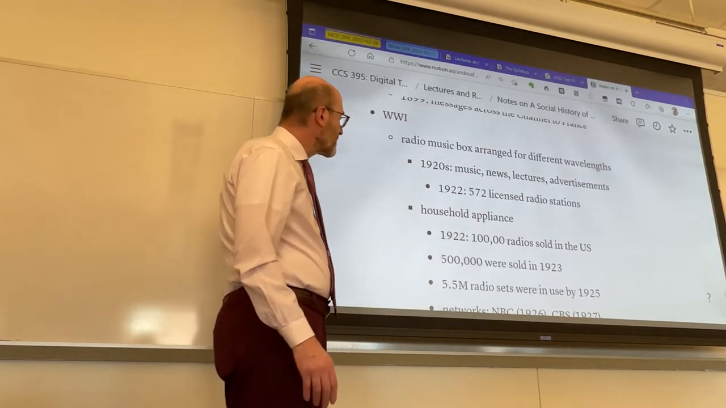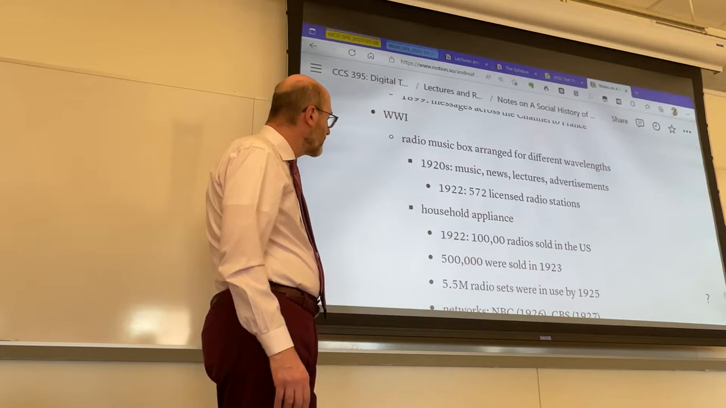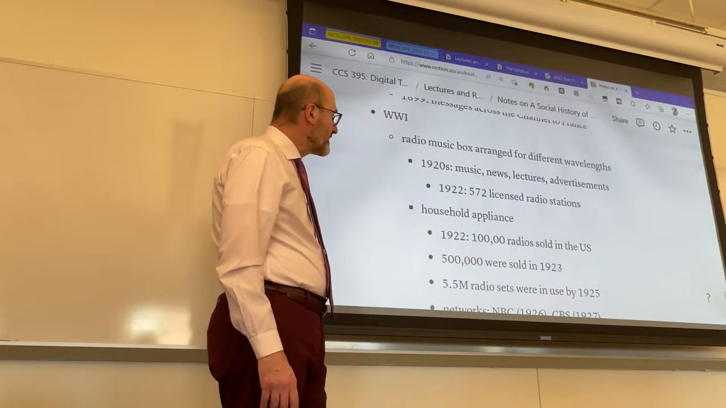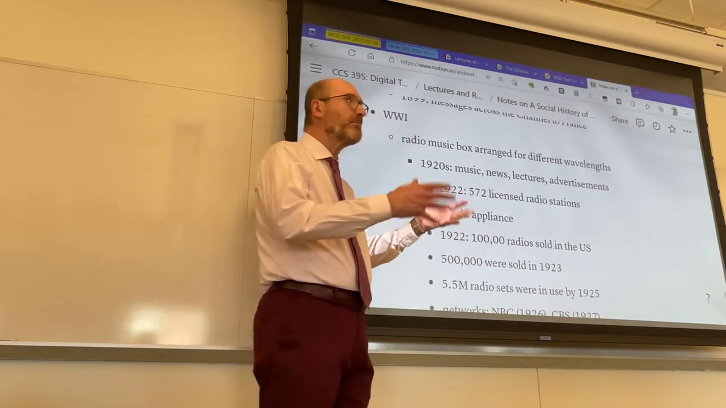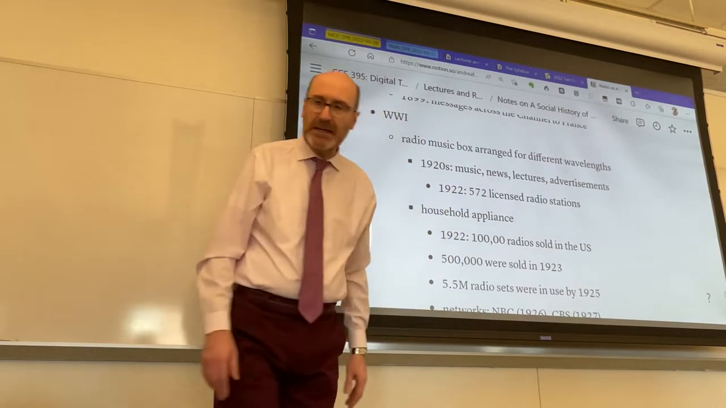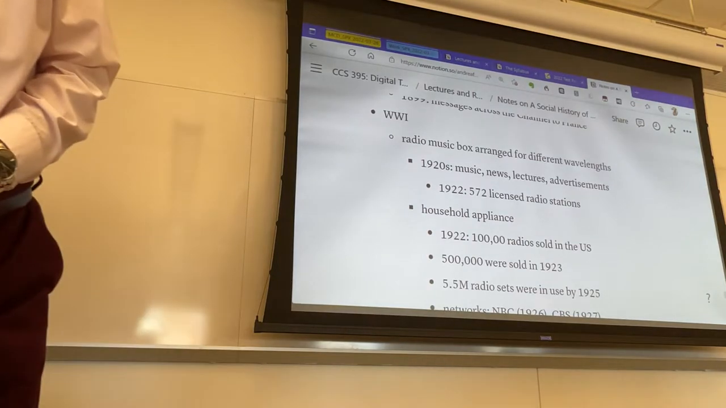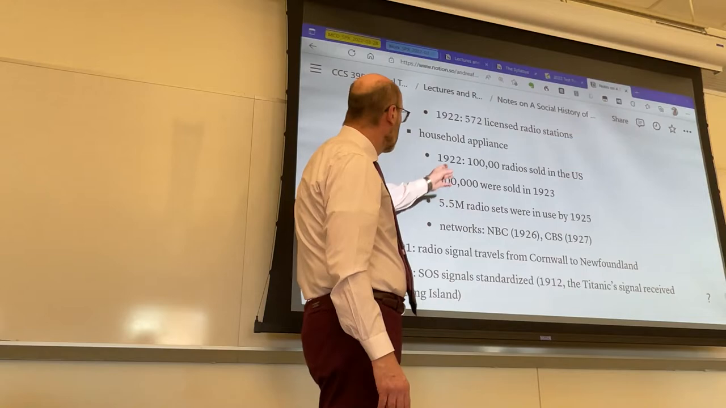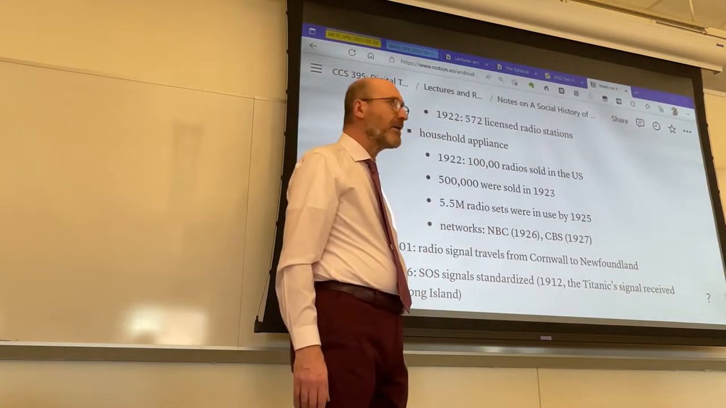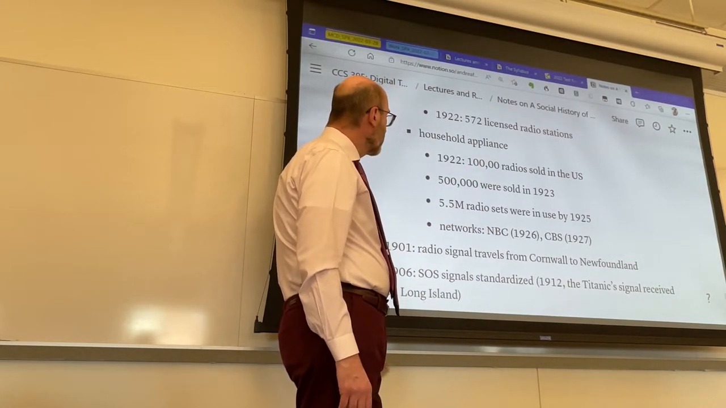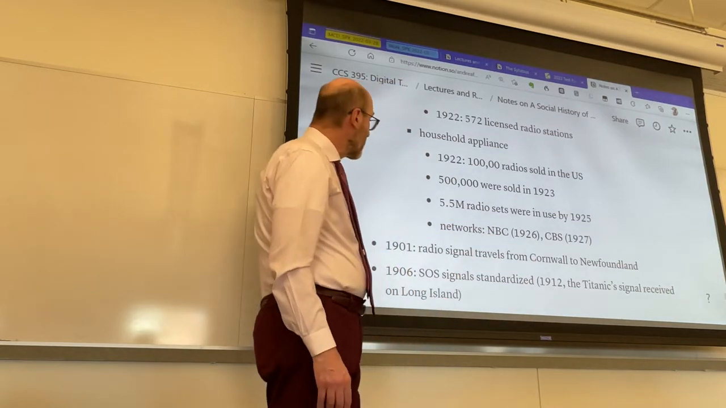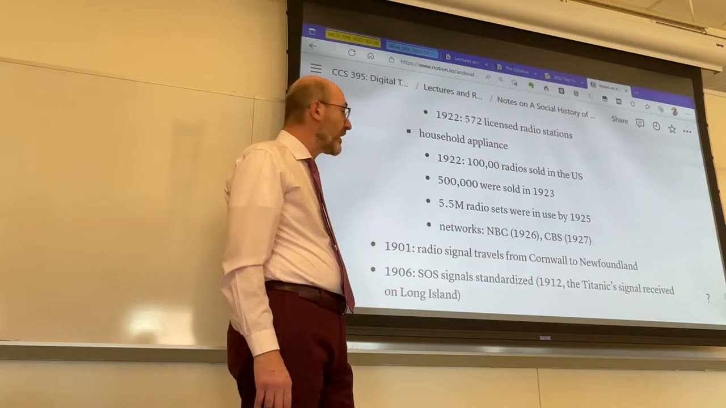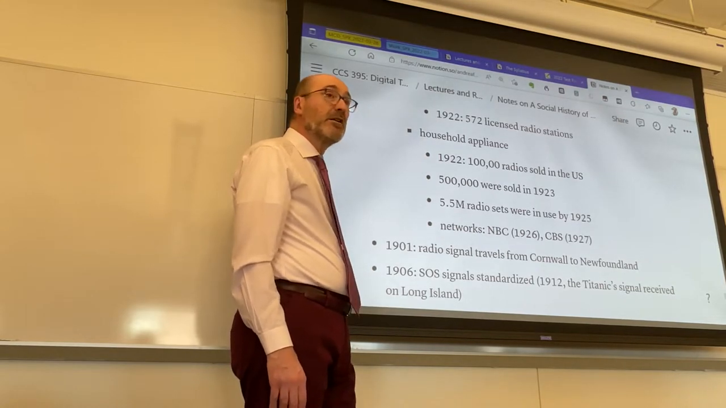A license was necessary at this point, based on the Radio Act of 1912. And soon enough, during this decade, it became a household appliance, something that you would find in a lot of homes. Not all of them, but those devices were kind of expensive initially. So in 1922, only 100,000 radios were sold. But the next year, five times as many. By 1925, there were 5.5 million radios in use in the US.